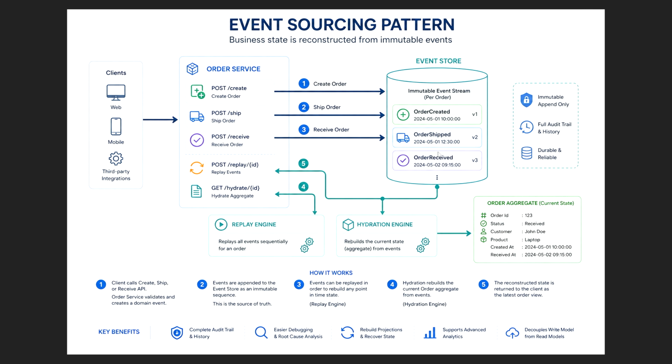The event sourcing pattern solves this problem by storing every business change as an immutable event. Instead of saving the current state, we persist events such as order created, order shipped, order received. The current state can then be reconstructed at any time by replaying those events in sequence.